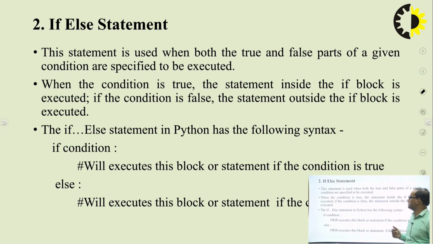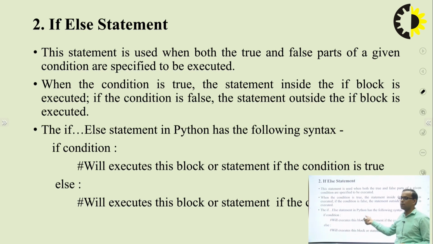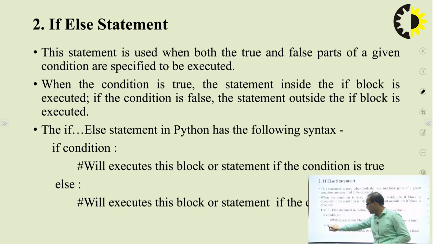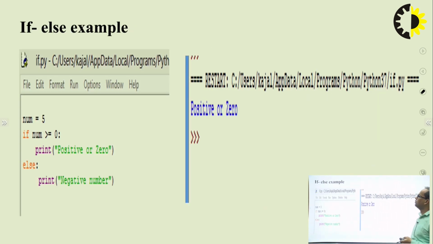The basic syntax to define the if else statement in Python programming is that at first we specify the if block. For that purpose, we use the if keyword, followed by the condition and a colon. If this condition is satisfied, then the statement written here will execute. If this condition is not satisfied, then this is the else block: the else keyword, followed by a colon. The statement written inside the else block will be executed.